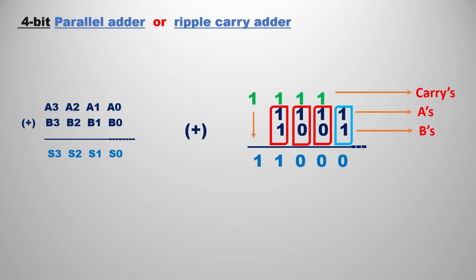Then you might get a question: why do we need the parallel adder or ripple carry adder? The name itself suggests it is an adder. It will add binary digits. If you observe, we have a 4-bit binary number, and the second one, in the form of B, is also a 4-bit binary number. We are going to add both of them, so for that we use the 4-bit parallel adder.